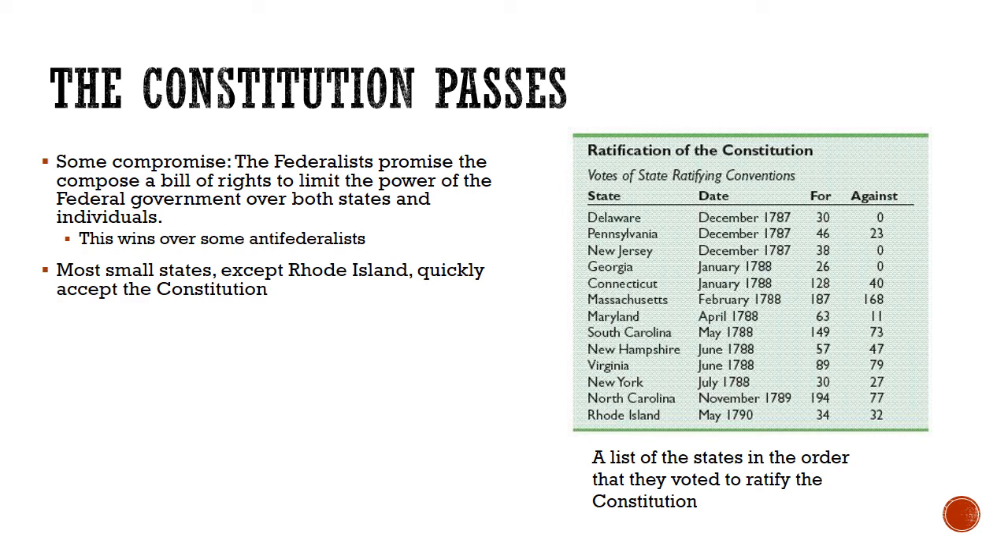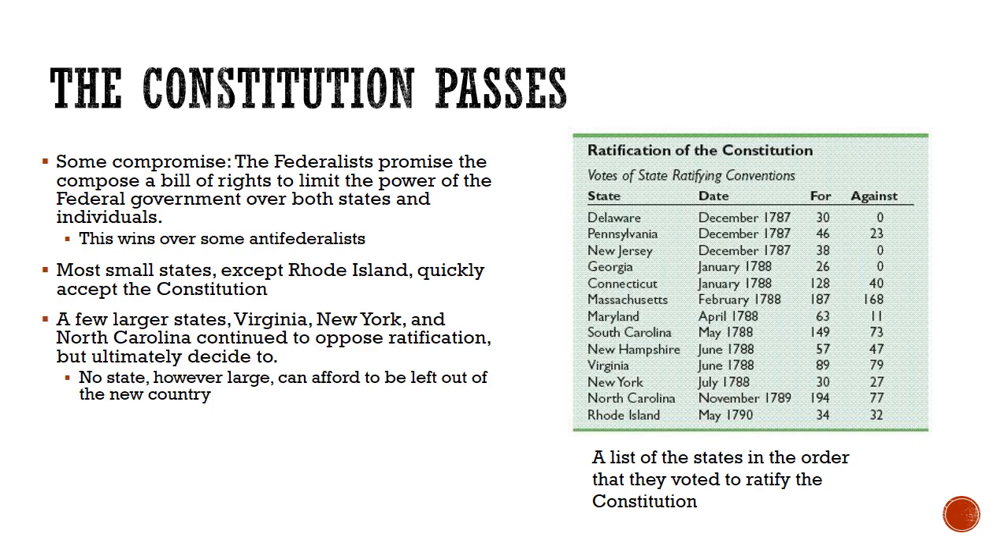Obviously, Delaware is pretty happy with this deal. So they jump on board, so do a lot of other smaller states. A few larger states, though, aren't really happy with this setup. Specifically, Virginia, New York, and North Carolina continue to oppose ratification of the Constitution for quite a while. For 2 years, they refuse to sign on.